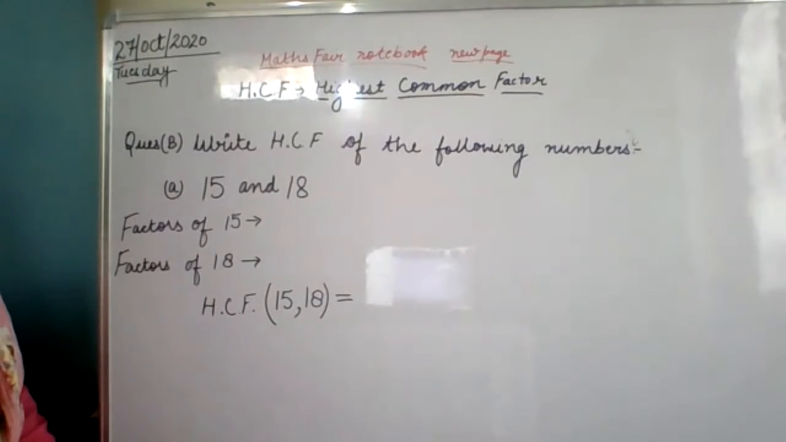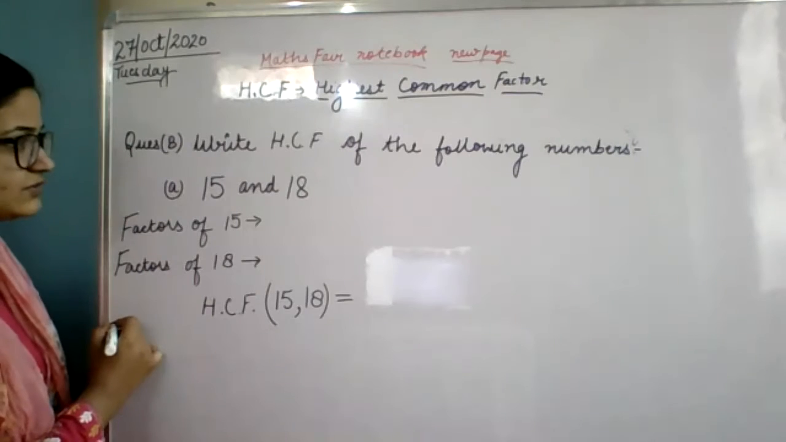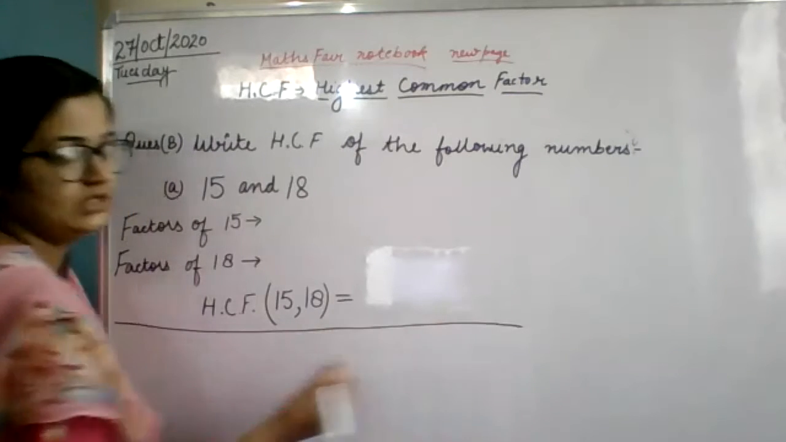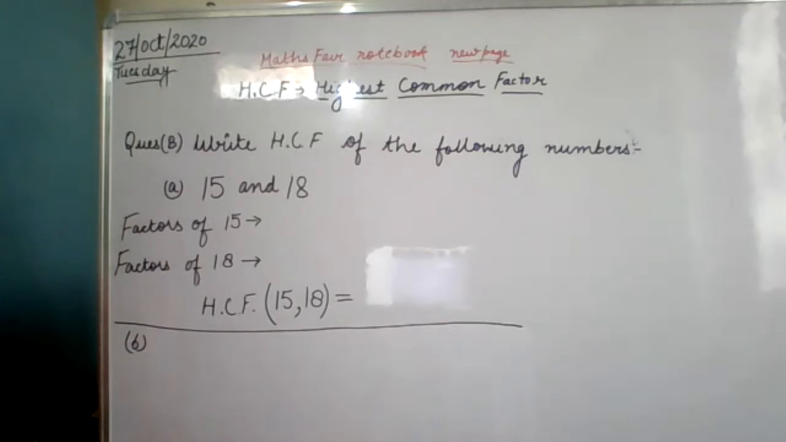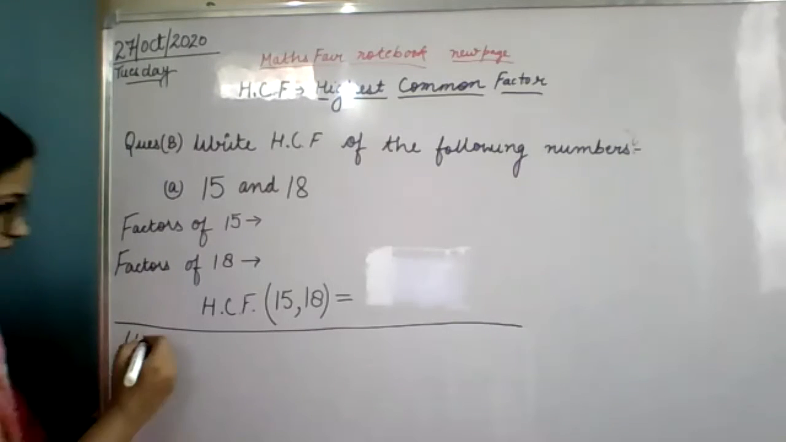Both question A as well as question B you will do. Question A, after that you will do question B also. Do both the questions and send me the answer on WhatsApp quickly. These are 30 and 40.